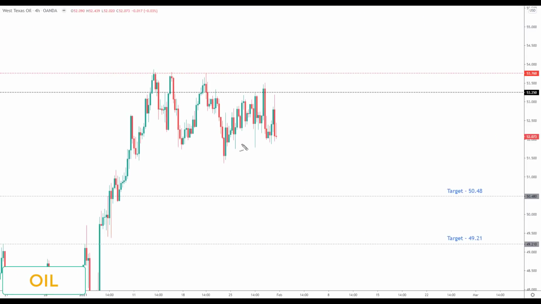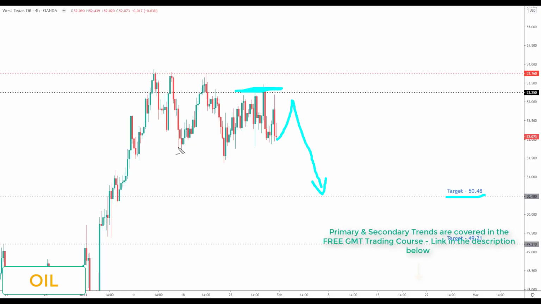Next, we have crude oil. Now, crude oil is structured to the downside near term, and we highlighted a pullback to the 53.25. We did bounce and pull back into this area. Anybody not involved from last week, any correction back towards this level once again would be viewed as the opportunity to start to look for short positions in this market down towards the next key of support to the downside, the target set at the 50.48.